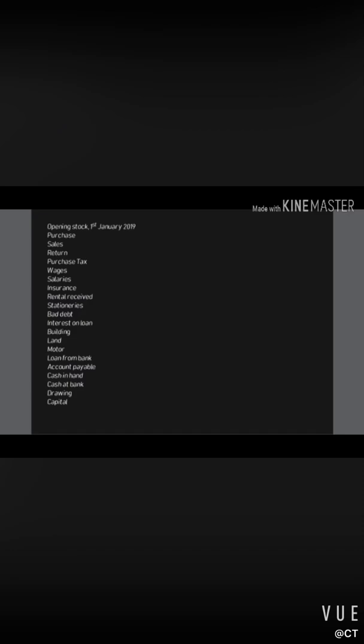I will talk to you about which transactions will be on SOCI or SOFP. We start from the top transaction for Toys R Us Asia. For the first, it is opening stock 1st January 2019, which is on SOCI. Purchase is on SOCI.